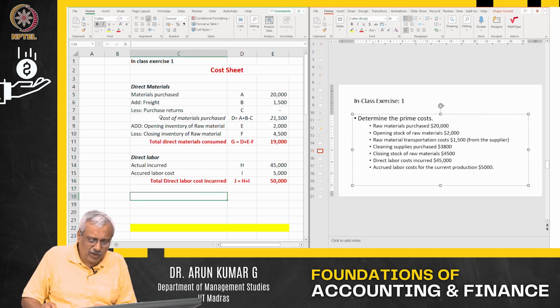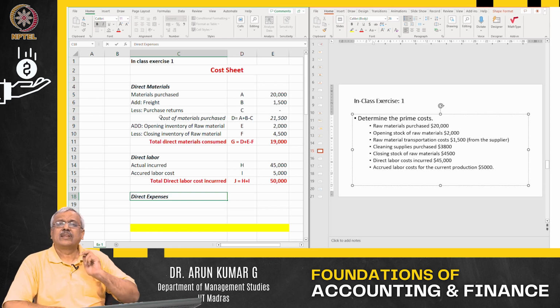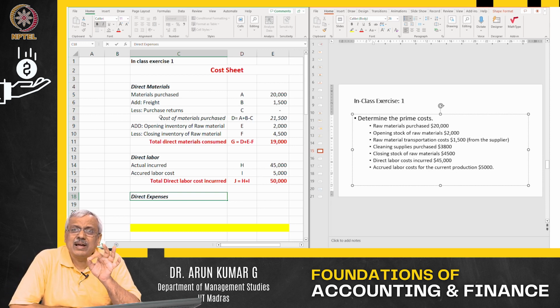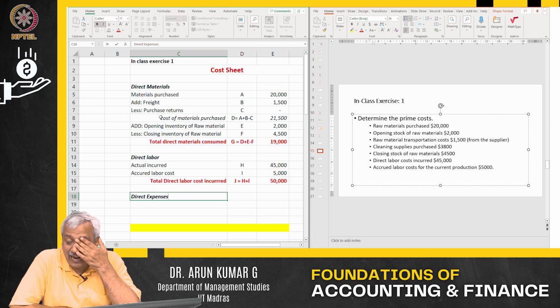Next, I talk about direct expenses. In this case, what is the direct expense? Say, cleaning supplies purchased. Now, I will debate this here. Cleaning supplies. What is the kind of firm you are looking at and what is this cleaning supply going to be for?